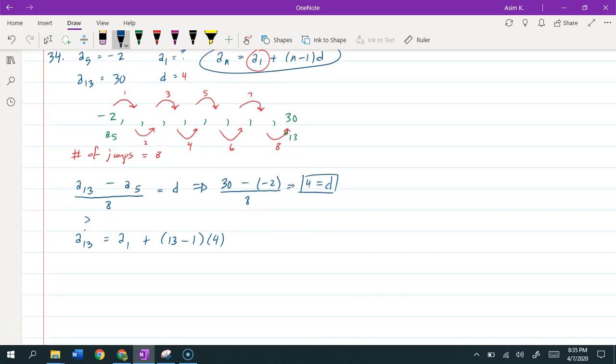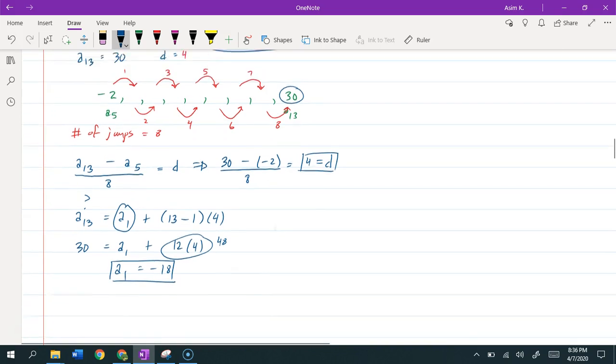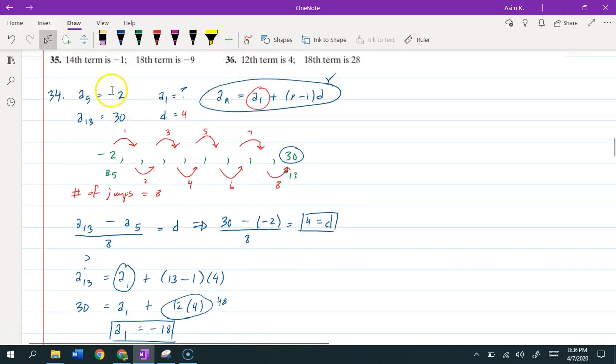Now, do I know a sub 13? Yes, I do. I know a sub 13 is the number 30. So 30 is equal to the first term. Now, this is what I don't know. So I'm using this formula to work to my benefit so I can figure that part out. And this is 12 times 4. So solve this little equation and you'll have figured out the first term. So this right here, Bismillah, gives us 48, and subtract 48 on both sides, and you end up with negative 18. And so the first term that we started off with must have been negative 18. Please realize it's not negative 2. That was the fifth term.